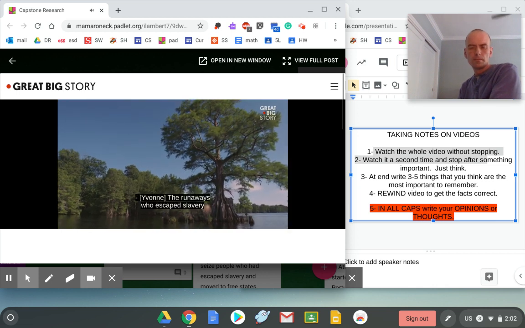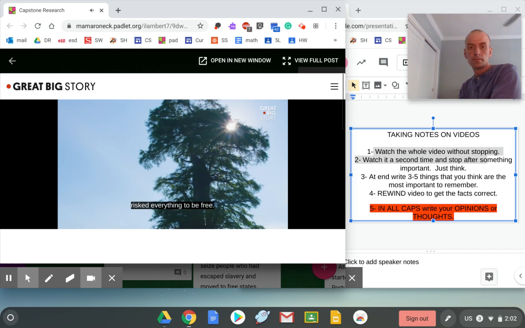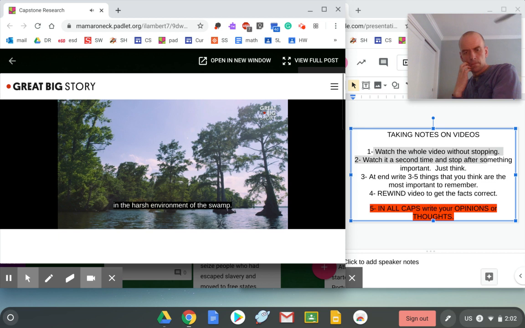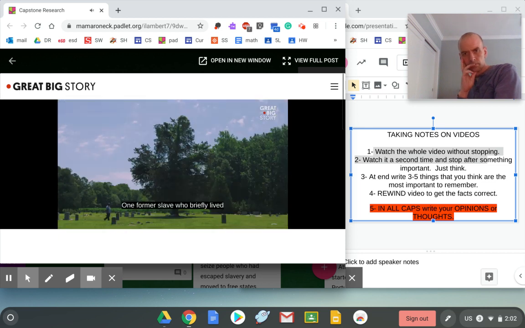The runaways who escaped slavery risked everything to be free, even if it meant living in the harsh environment of the swamp. One former slave who briefly lived in the swamp was a man named Moses Grandy.